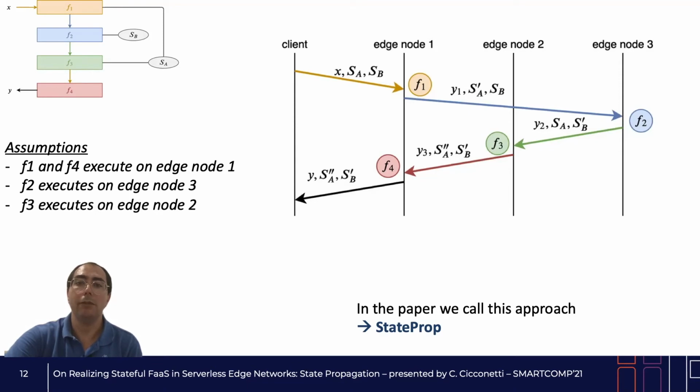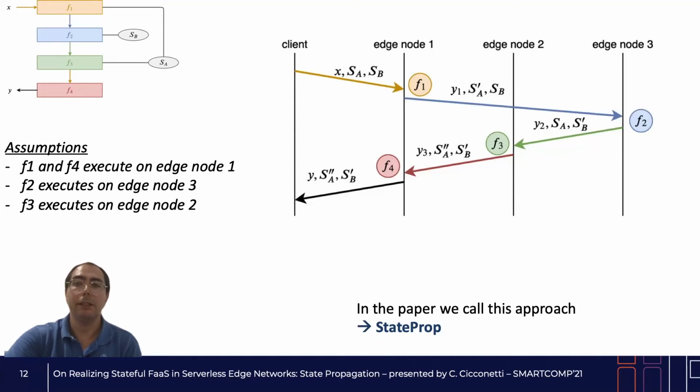So edge node 1 invokes directly function F2 on edge node 3, passing also SA prime because it has been modified, and SB. Edge node 3 invokes F3, which invokes F4, which gets back the result to the client, together with the updated SA double prime and SB prime. And from the point of view of the number of functions to be invoked, we can be pretty happy because we have reduced significantly the number of invocations with respect to the pure FaaS approach described 1 minute ago.